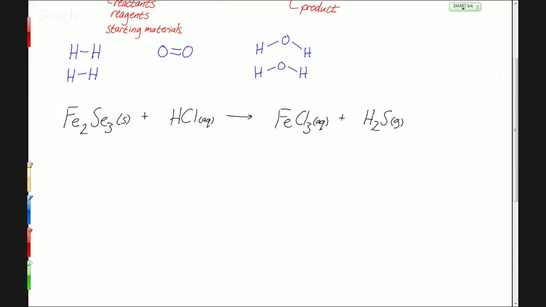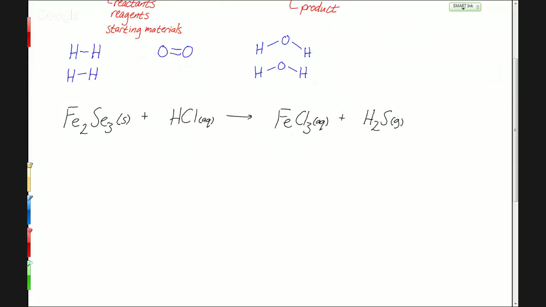If it were HCl gas, it would be hydrogen chloride, but when it's in solution, we call that hydrochloric acid. And what about the FeCl3? Yeah, iron 3 chloride. And then the last one should really be called dihydrogen sulfide, but we call it just hydrogen sulfide for some reason. So that one's covalent.